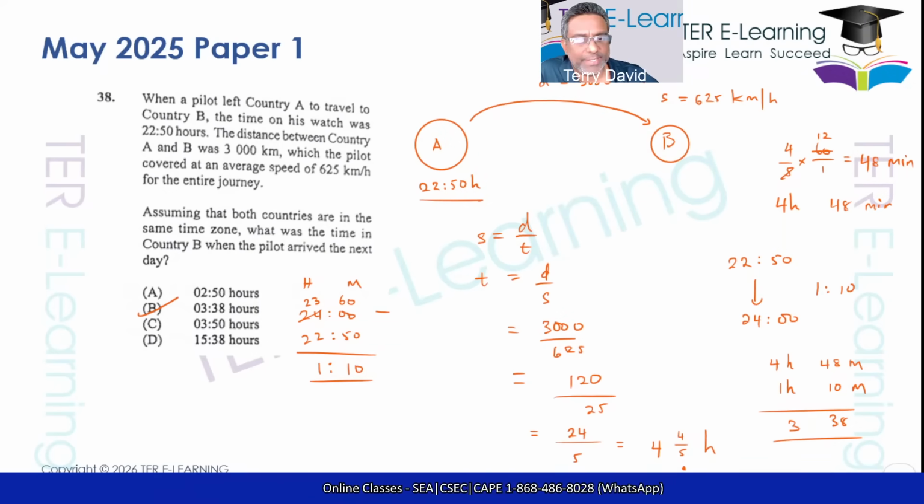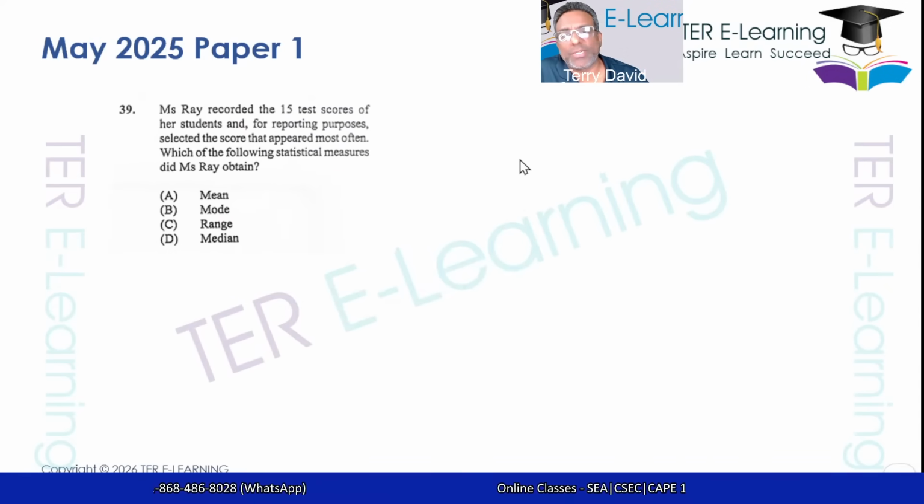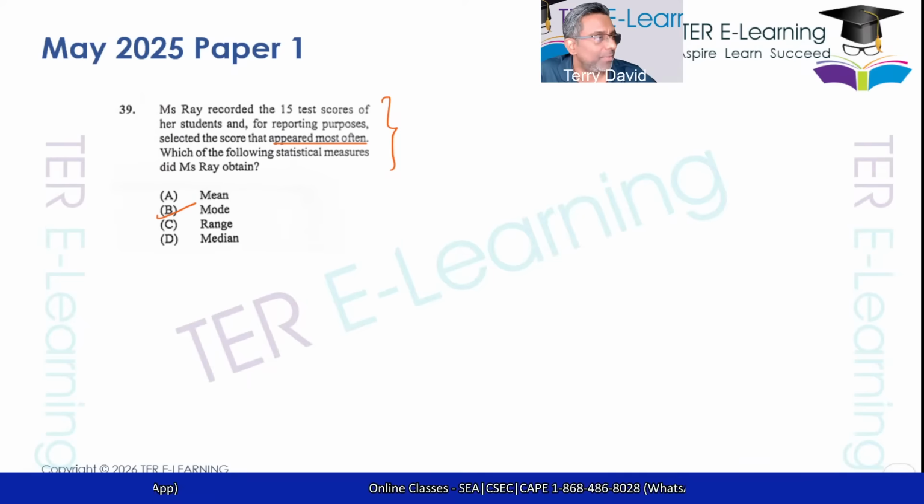Right, question 39. We've seen this so many times already. Right, so there are 15 test scores arranged in... Oh, wait, hold on. Let me read it properly. The question is different, so please read it. We saw this twice already, but this question is different. 15 test scores. For reporting purposes, select the score that appeared most often. So the one that appears most often here is the mode. In previous questions, the answer was median, but this is mode. So see why it's important to read the question carefully.